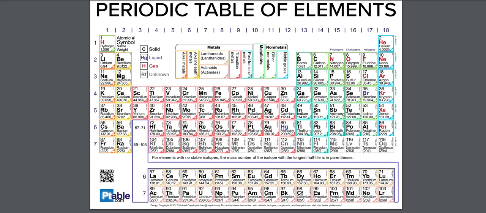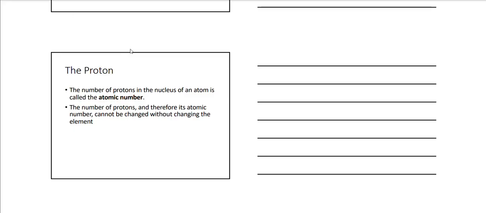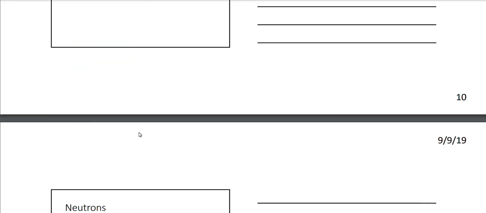What we gain or lose is electrons, because when we change the protons, we change the identity of our element, and this is just not possible in any chemical reaction. So this is another thing you need to keep in mind: the number of protons, which is the atomic number, cannot be changed without changing the identity of your element.